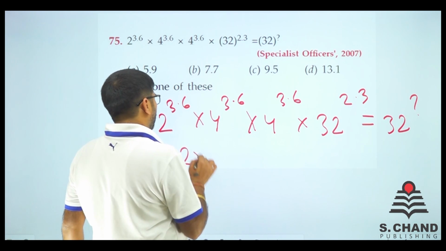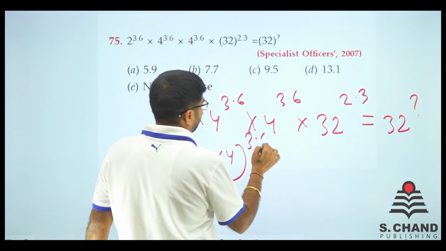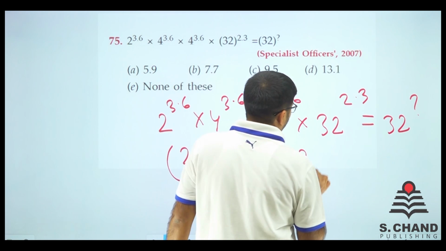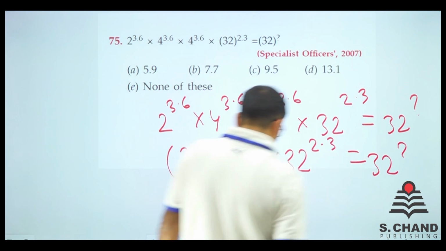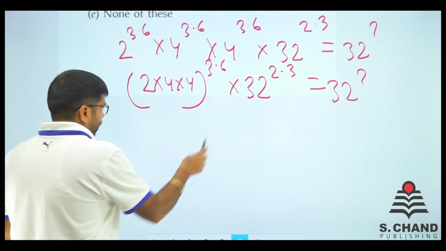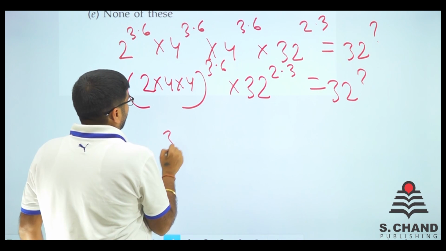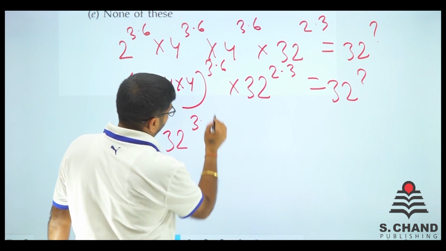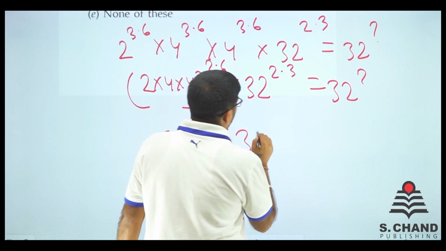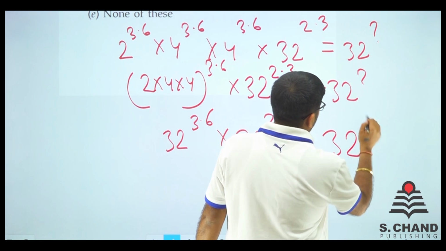So 2 into 4 into 4 raised to power 3.6 into 32 raised to power 2.3 is equal to 32 raised to power question mark, right? What we'll do is just multiply them. 4 into 2 is 8, into 4 is 32. So 32 raised to power 3.6 into 32 raised to power 2.3 is equal to 32 raised to power question mark.